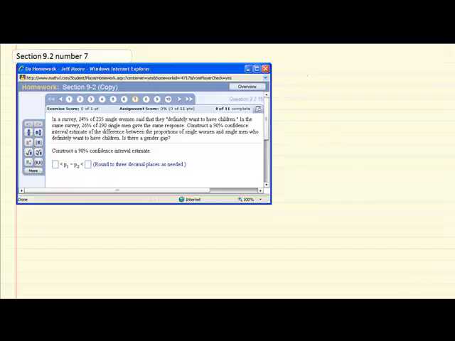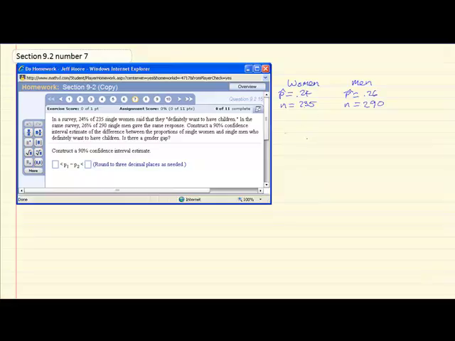So the first thing we might do is organize this information that we're given. We have women and we have men. We're given a sample proportion, p hat for women, of 0.24, and n, a sample size, or number of observations, of 235. For men, the sample proportion is 26%, or 0.26, and the sample size, or number of observations, is 290.